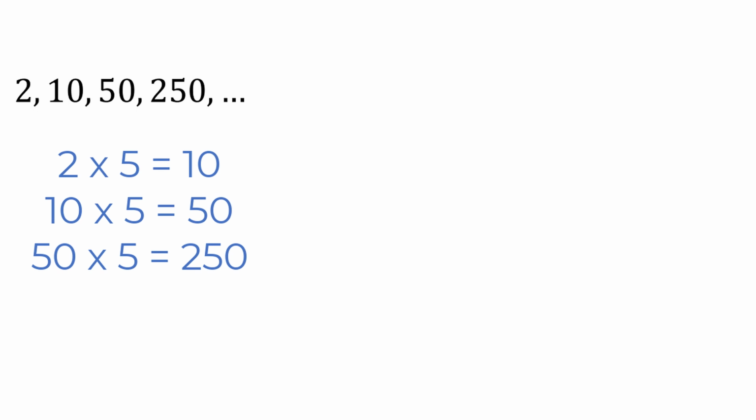Consider the sequence 2, 10, 50, 250, ... Each term in the sequence is 5 times the previous term, as 2 times 5 is 10, 10 times 5 is 50, and 50 times 5 is 250. And the ... indicates that the sequence goes on forever, to infinity.